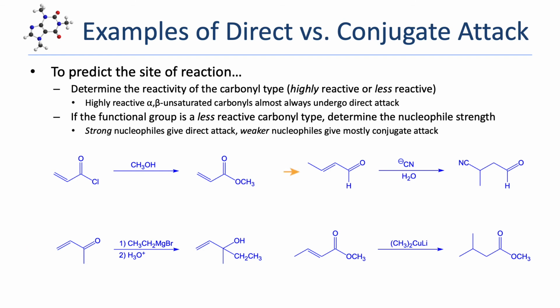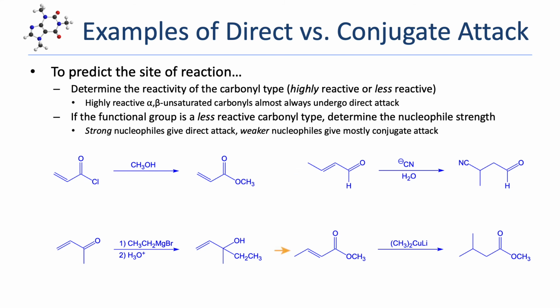Let's try the next example. Here, we see an alpha-beta unsaturated aldehyde. Aldehydes fall into the less reactive carbonyl category, which means we need to consider the strength of the nucleophile, which in this case is cyanide. Cyanide is not one of the big three strong nucleophiles, and the less reactive carbonyls undergo conjugate addition with weaker nucleophiles. In this case, the reaction would be the conjugate addition of cyanide to the alkene. And be careful that you add the nucleophile to the beta carbon, not just the last carbon on the molecule. In this example, the reactant already had a methyl group attached to the beta carbon, which means that the product will have both a methyl and a cyanide group attached to the beta carbon.